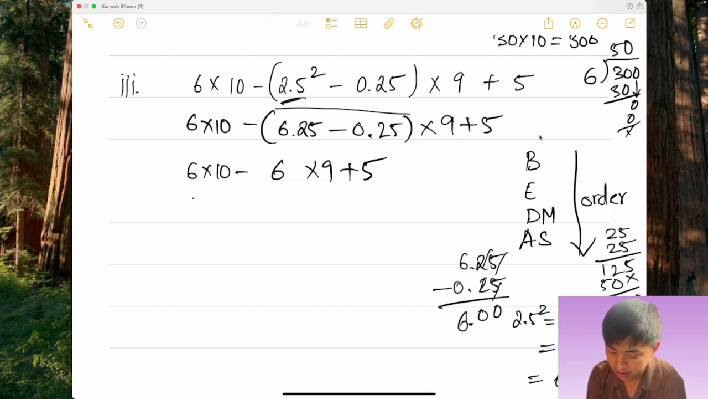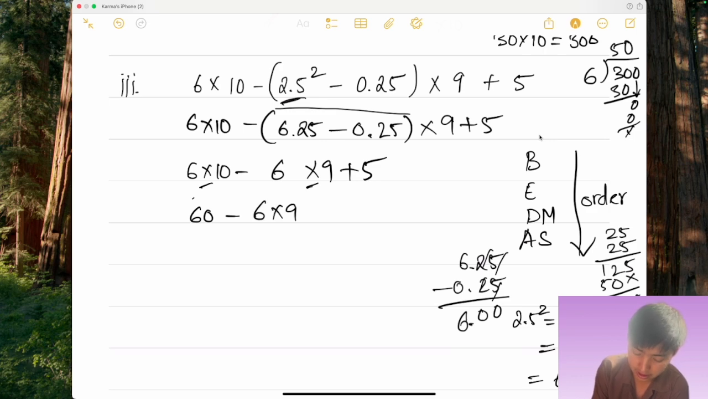Now that we don't have bracket or exponent, we move on to division or multiplication. Is there any division or multiplication operation involved here? The answer is yes. We have two multiplications and the order stays the same. We solve it from left to right. So first multiply 6 times 10, which is 60, minus 6 times 9 plus 5. Now let's solve the second multiplication, which is 6 times 9, and that is 54, plus 5.